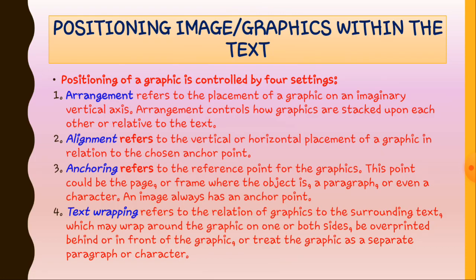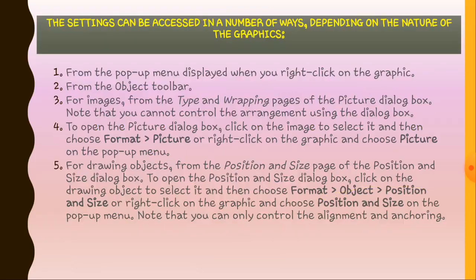In text wrapping, the text can be on both sides, overprinted behind or in front of the graphic, or the graphic can be treated as a separate paragraph or character. So these settings can be accessed in a number of ways, depending on the nature of the graphics. The first way is by using the pop-up menu. That is how to get this pop-up.